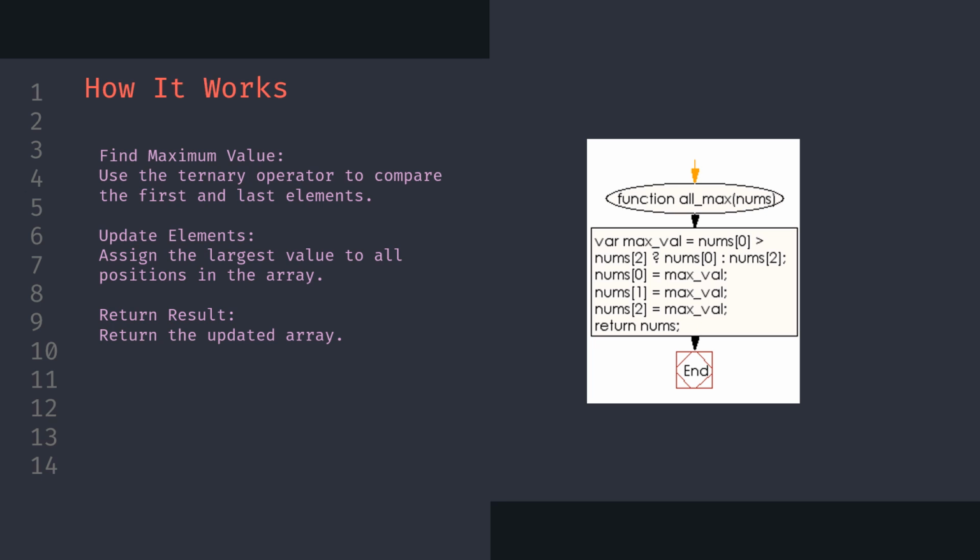Here's the breakdown of our approach. First, we compare the first and last elements to find the target. Second, we replace all elements in the array with this value. Finally, we return the updated array. This approach ensures uniformity across the array.